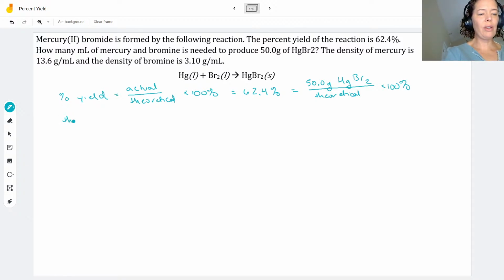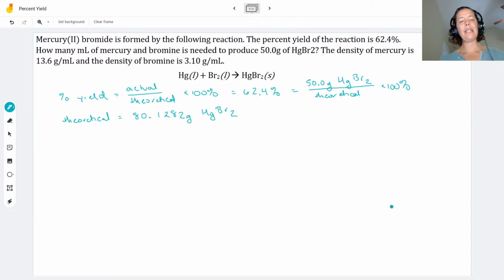So our theoretical yield, I should have made this x, that would have been a lot easier. Okay, so our theoretical yield is, again, giving lots of decimal places, more than we need, 80.1282 grams of mercury II bromide. Let's talk sig figs.